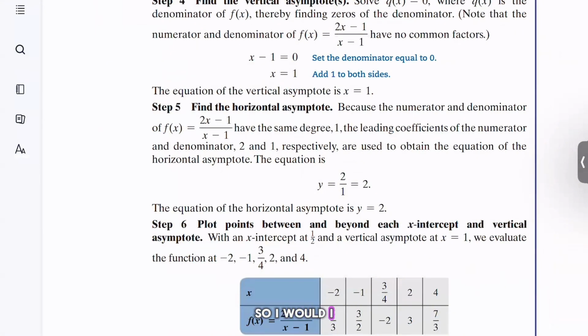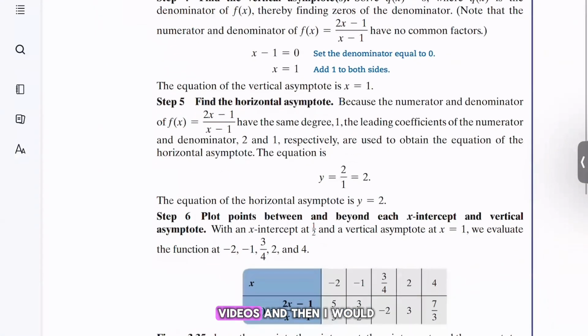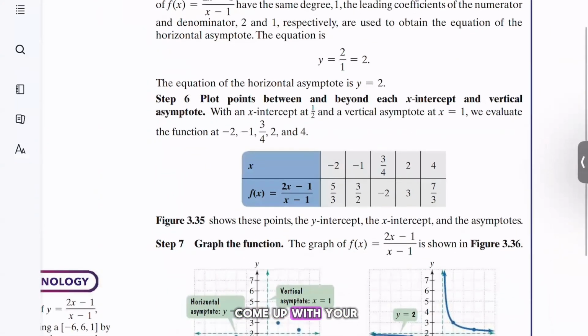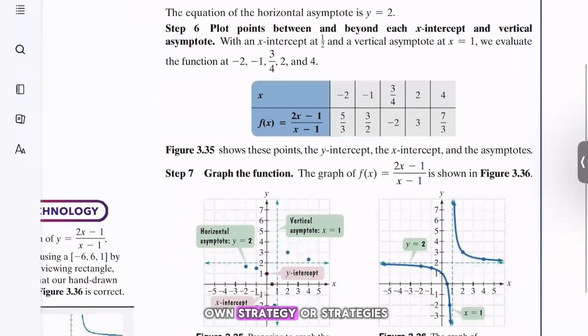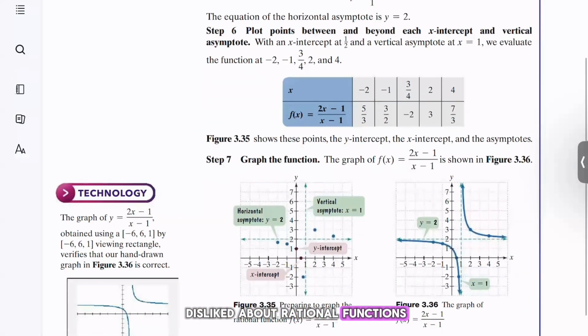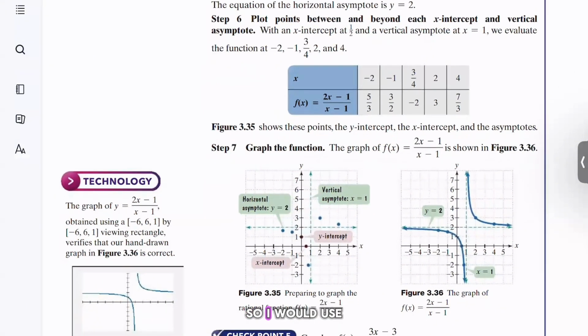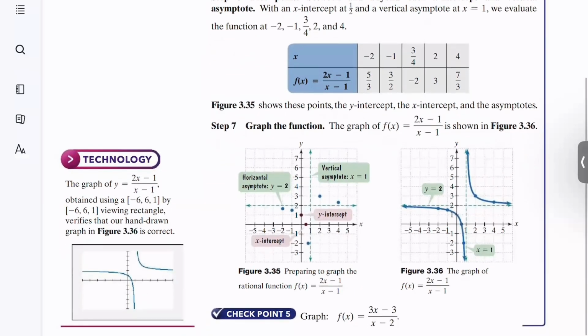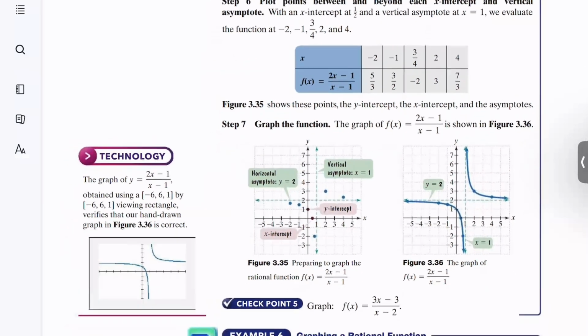But yeah, you can see there's a lot of steps to it. So I would do the examples, I would do the videos, and then see if you can come up with your own strategy or strategies that make it simple for you. It is not easy to graph fractional points. It's the one thing that I always disliked about rational functions. So I would use a combination of writing and Desmos to help you with plotting points. It's just not easy.